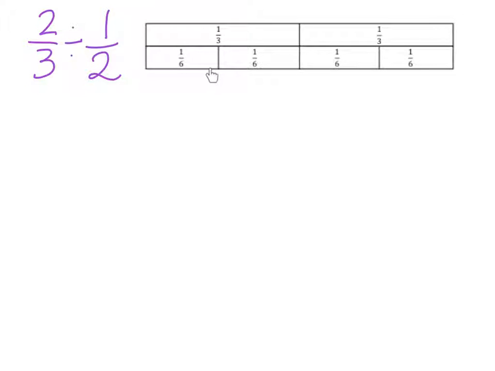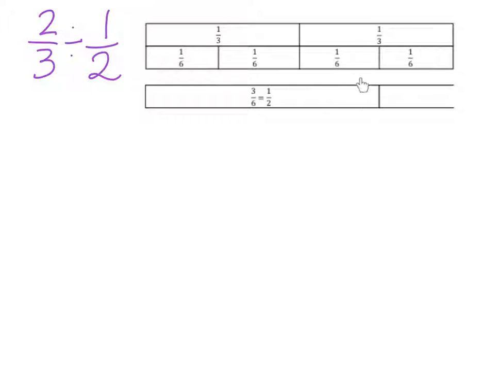Now this is not the dividing by half. I need to find out how many halves I can take out of the 4/6. So a half, when I'm talking about 6ths, is 3/6. So I need to take out 3/6 to represent half of a whole.